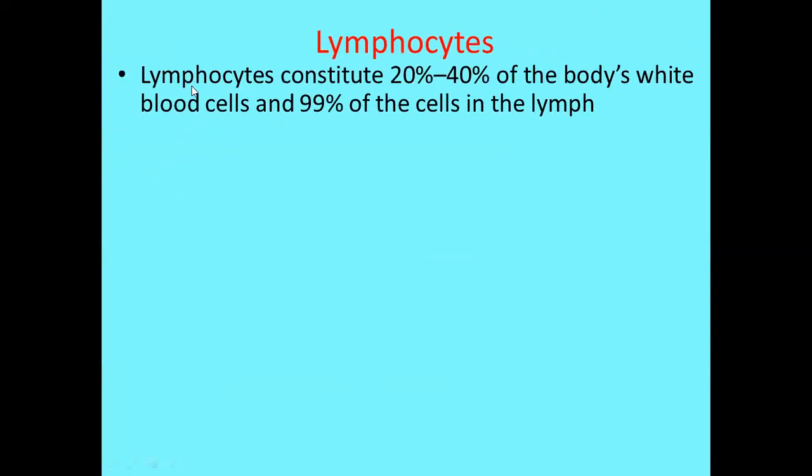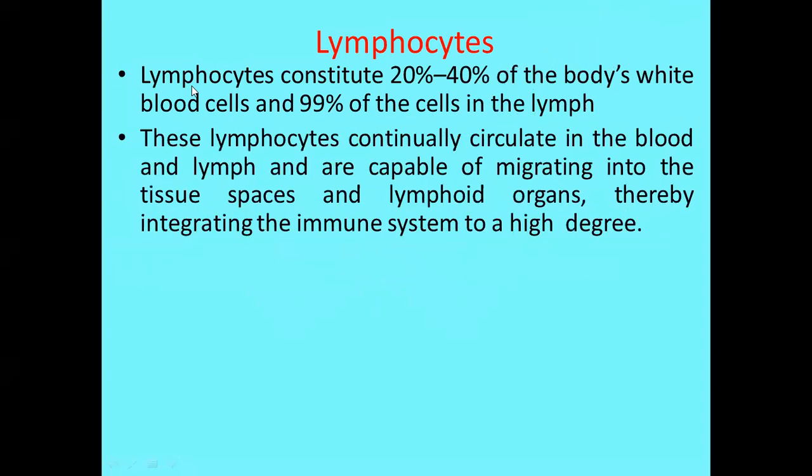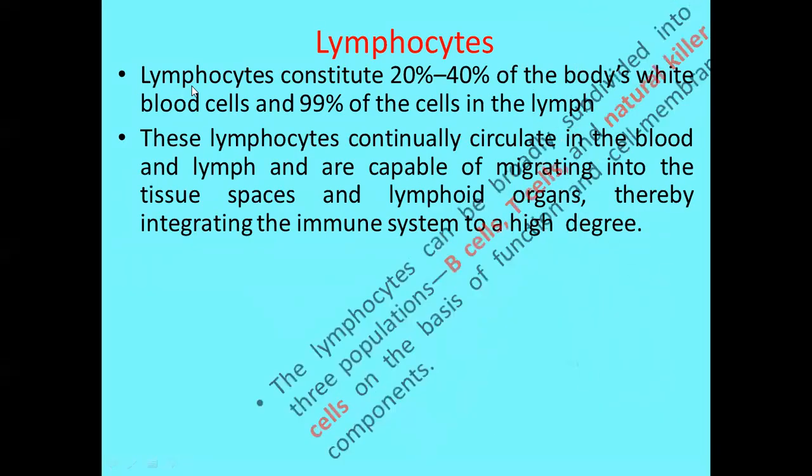The lymphocytes constitute 20 to 40% of the body's white blood cells, and 99% of the cells in the lymph. These lymphocytes continually circulate in the blood and lymph and are capable of migrating into the tissue spaces and lymphoid organs, thereby integrating the immune system to a high degree.